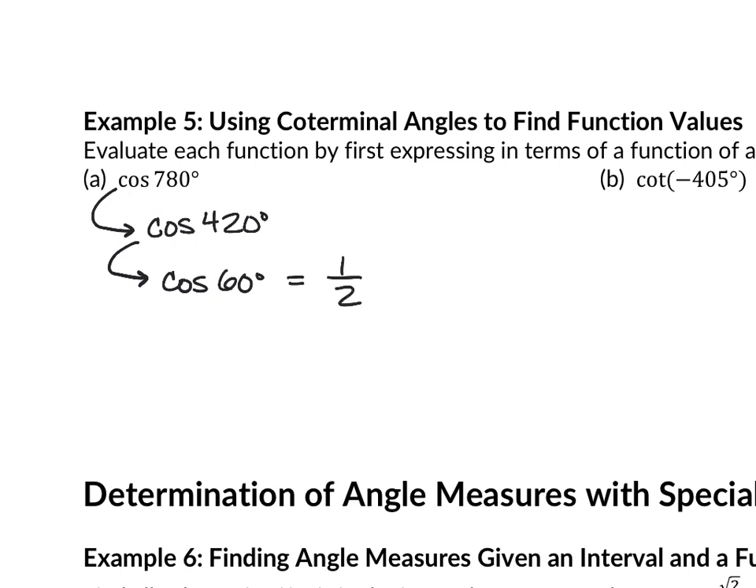1/2. I don't have to change this to positive or negative because it's coterminal with a quadrant 1 angle. This is already my reference angle. So I don't have to do any extra work with reference angles because 60 is already in quadrant 1. And it's coterminal with the angle I started with.